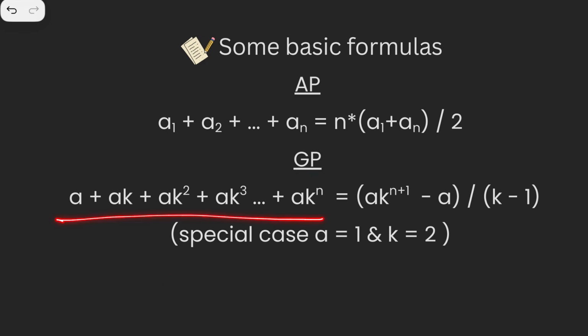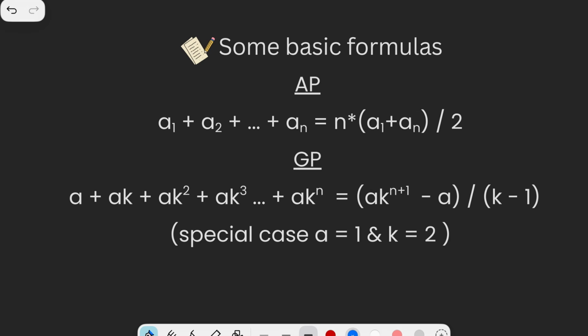This is GP. We need to prove this sum of GP, right? It's very easy to prove it actually. So let's say you call it as f of n, right? This value. So you multiply on both sides by k.